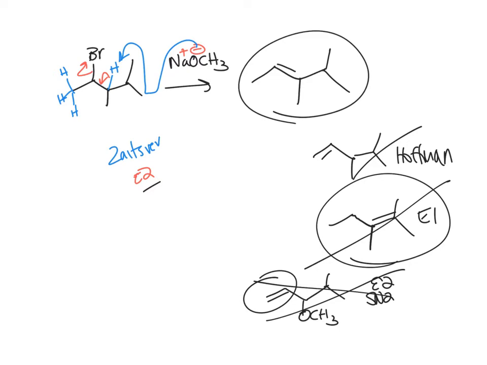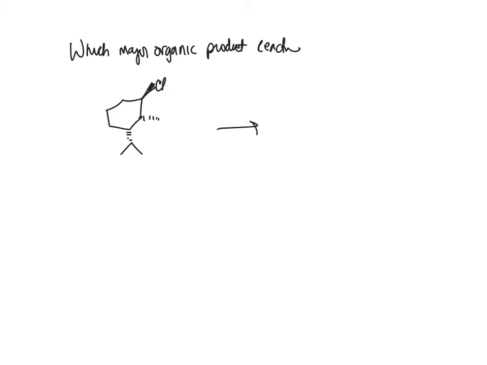All right, we have one more. It's called elimination product. So which is the major organic product for this reaction? And let's see what we have here. Okay, this is sodium ethoxide and heat. So we want to see an E2 here. We see that that's a strong base. Okay, so you're going to get elimination.